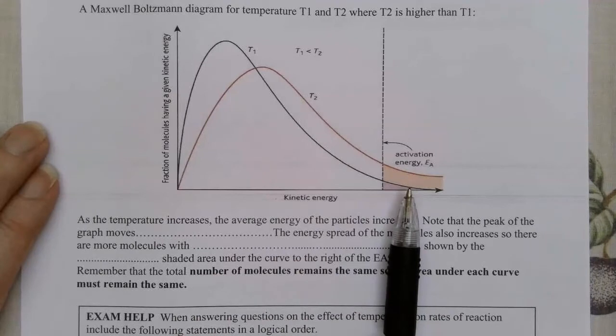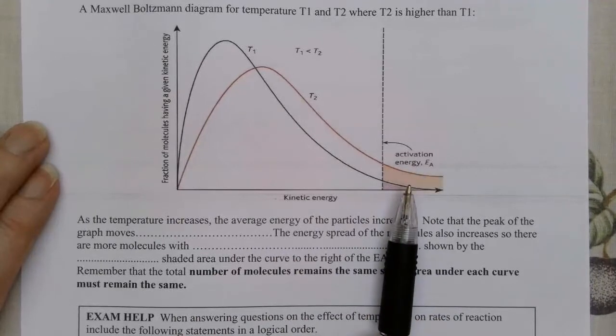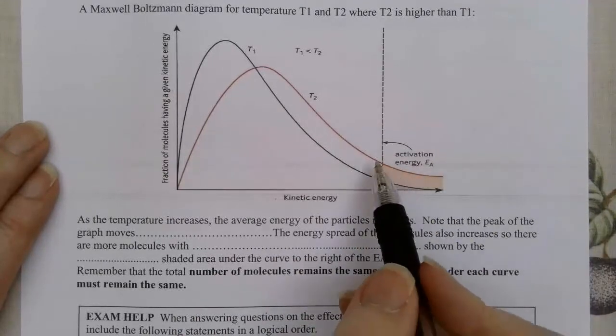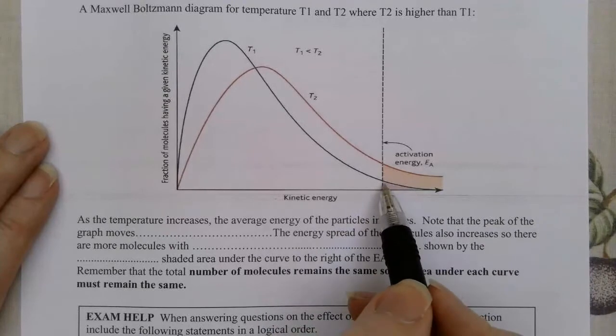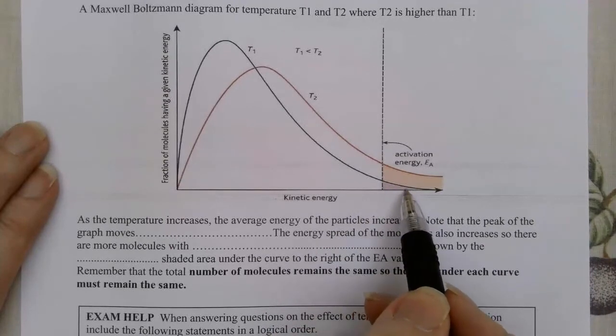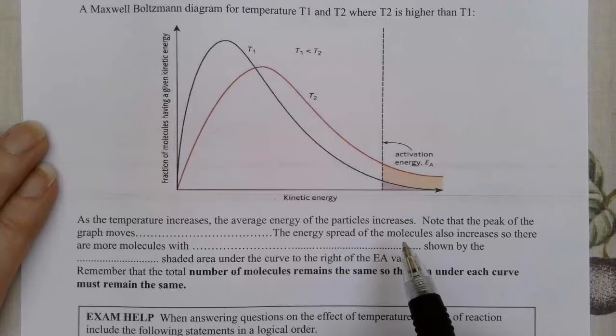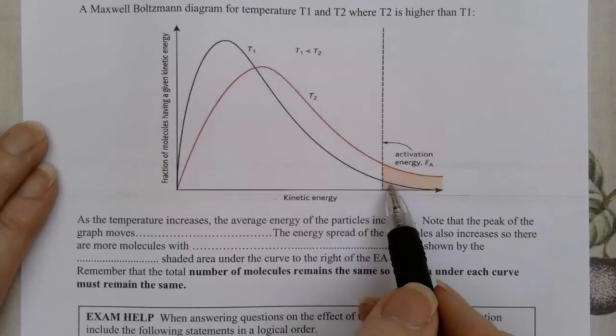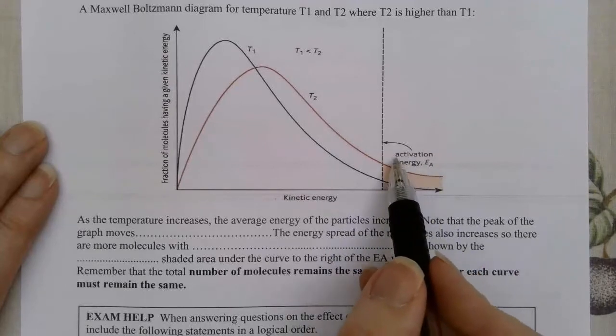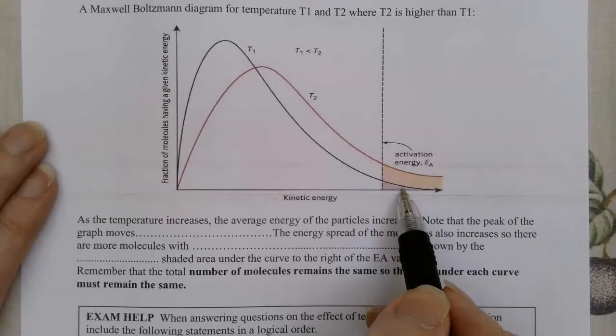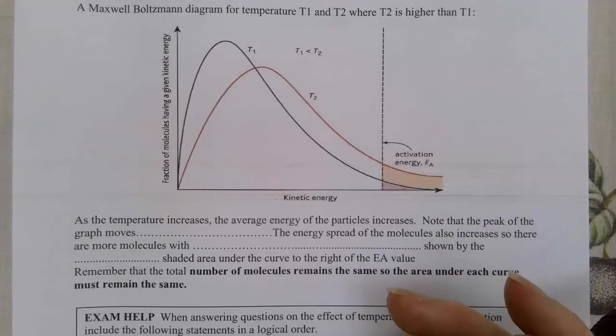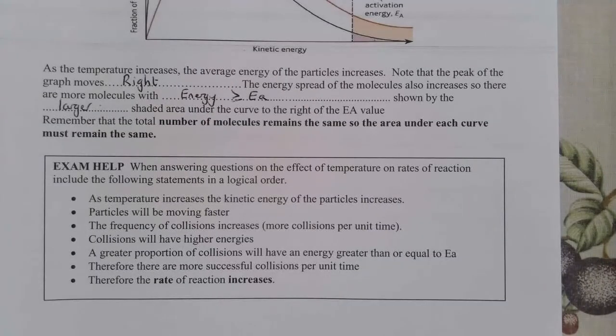But the key thing for us to notice is this end. If you see where the activation energy line is, originally, only this small number of particles here had an energy sufficient to react. But now I've increased the temperature, you should be able to see that a lot more of those particles are therefore able to react. So the peak moves to the right. You've got more particles with an energy greater than or equal to the activation energy.